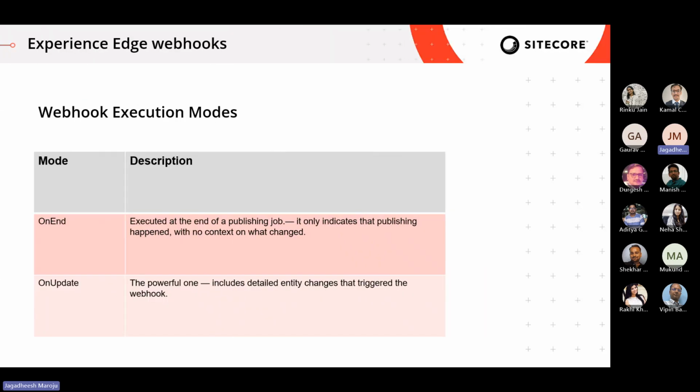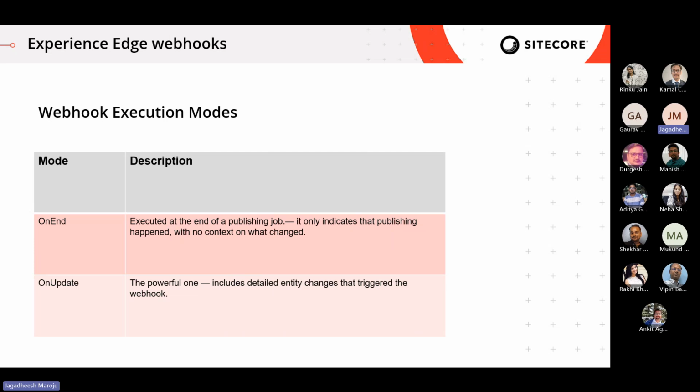If we go deeper into webhooks, webhooks provide a couple of execution modes. One is on end and another is on update. I won't spend much time on on end, to be honest, it's not that useful. All it really does is notify you that a publish operation has finished. It says your publish operation is finished, but it doesn't give you any details about what was published or what was changed. So it's fairly limited in terms of what you can actually do with it.